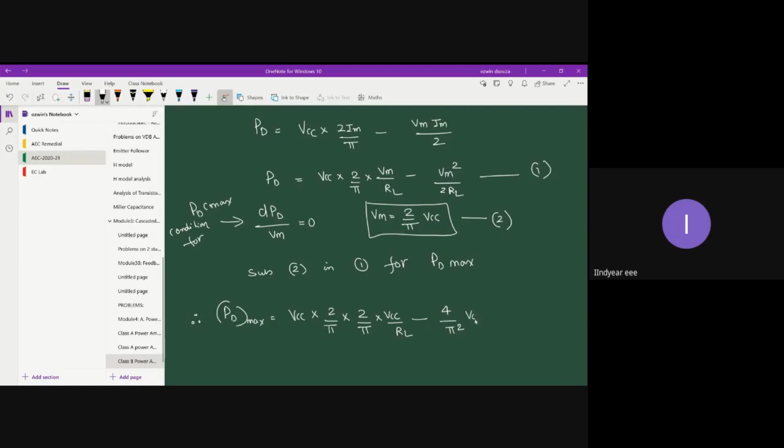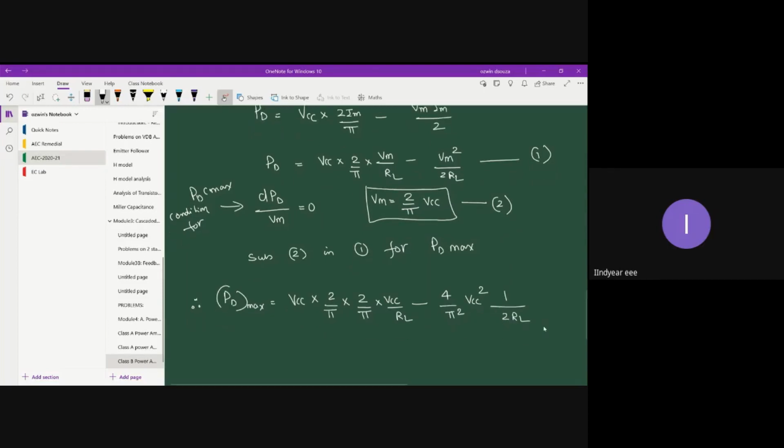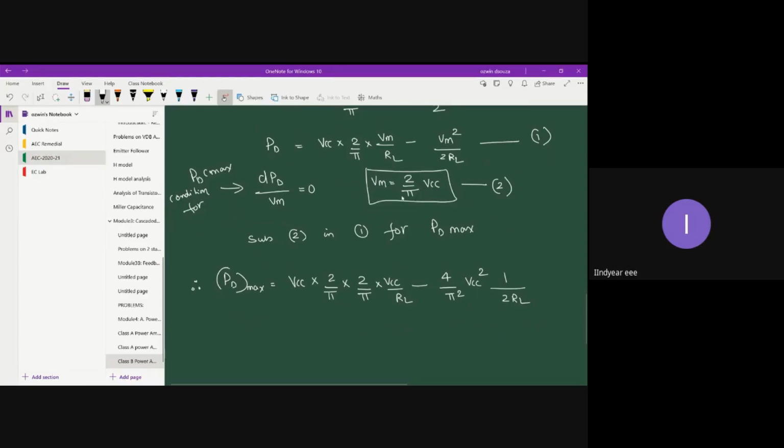Into VCC square divided by 2RL. So Vm square is this entire term square. So 4 by pi square into VCC square divided by 2RL. Okay, so 2 goes 2 times in 4, and VCC you can multiply, and 2 by pi becomes 4 by pi square.